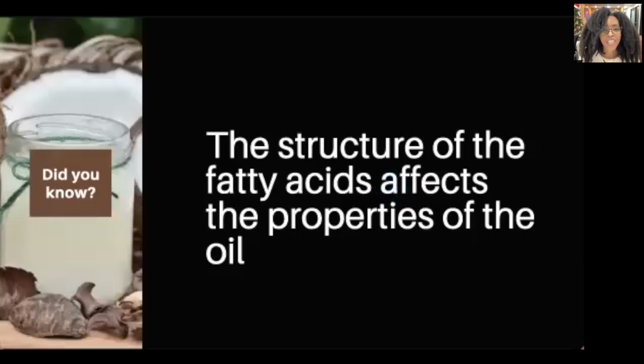So now that we know that oils all have the same basic structure, what accounts for their dramatically different properties? Why are some oils liquid, for example, castor oil, and others solid, for example, cocoa butter, at the same temperature? Well, the answer lies in the fatty acids. Their structure leads to differences in the properties of the oil.